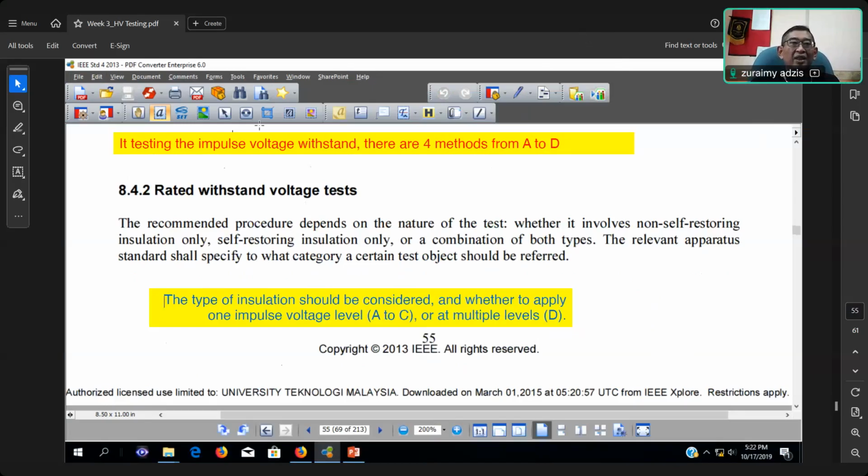And as you can see here, in testing the impulse voltage withstand, there are 4 methods from A to D. Over here it says the type of insulation should be considered, to choose which one from A, B, C, D, and whether to apply 1 impulse voltage level. This is procedure A to C, or you apply impulse voltage at multiple levels. That is procedure D.